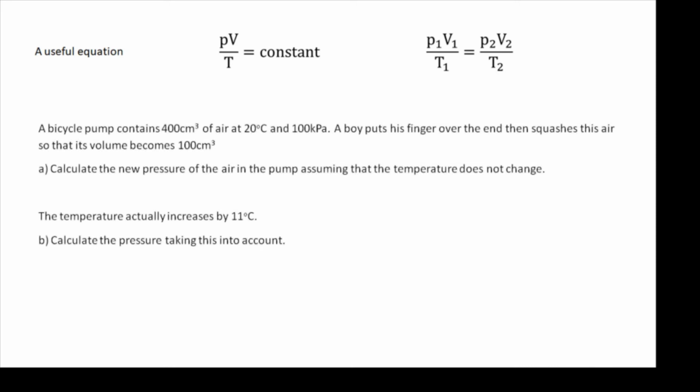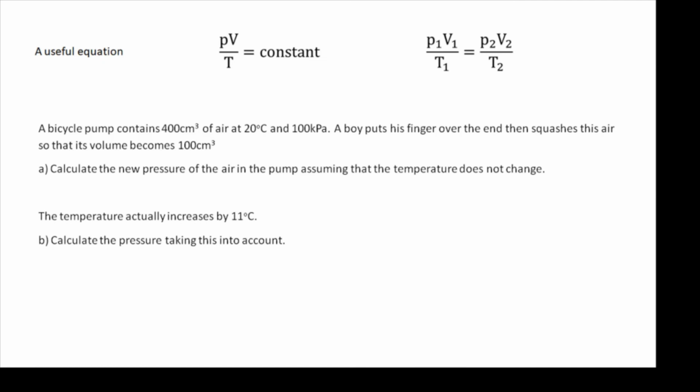Let's look at this problem here. A bicycle pump contains 400 centimeters cubed of air at 20 degrees C and 100 kilopascal. A boy puts his finger over one end, then squishes this air so that its volume becomes 100 centimeters cubed. Calculate the new pressure of the air, assuming the temperature doesn't change.